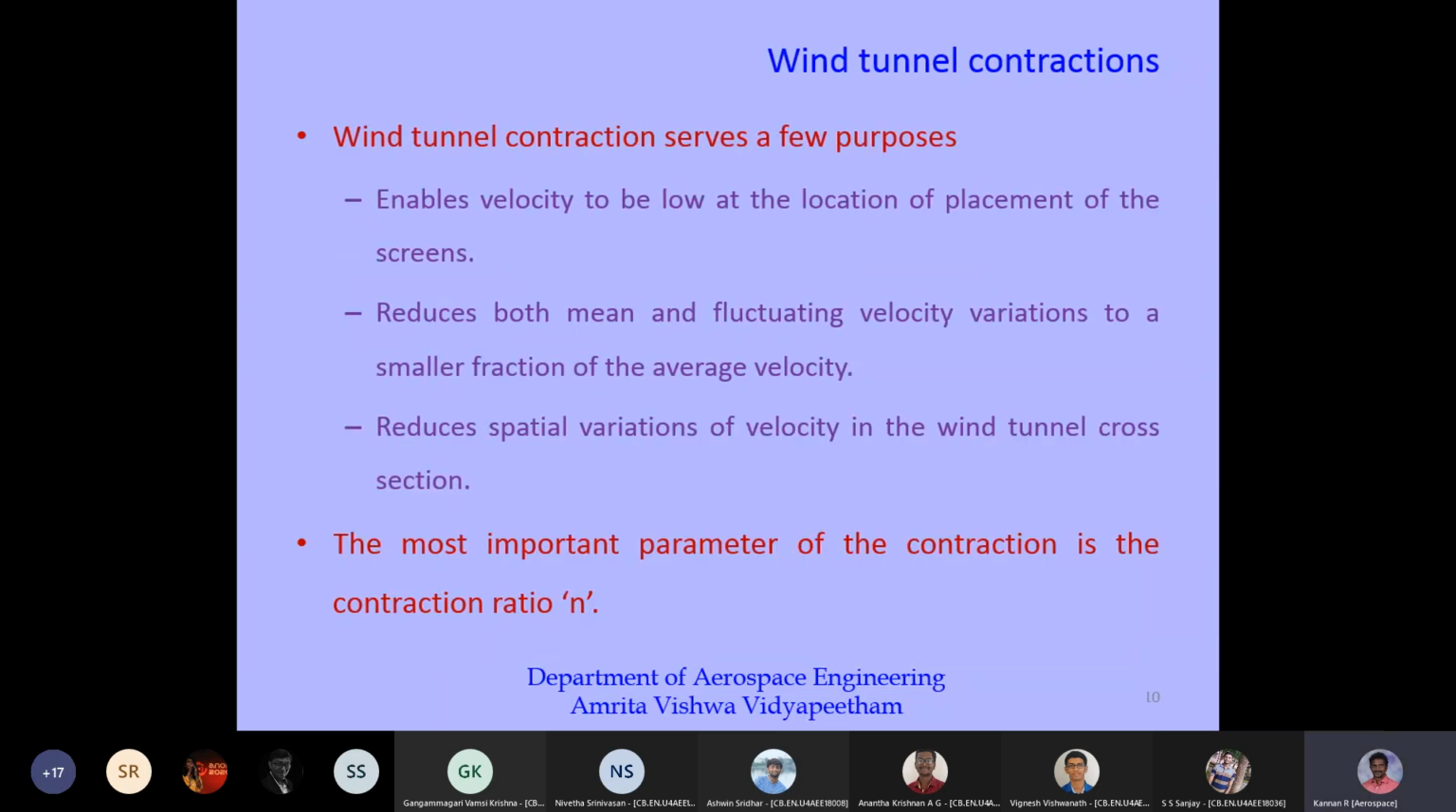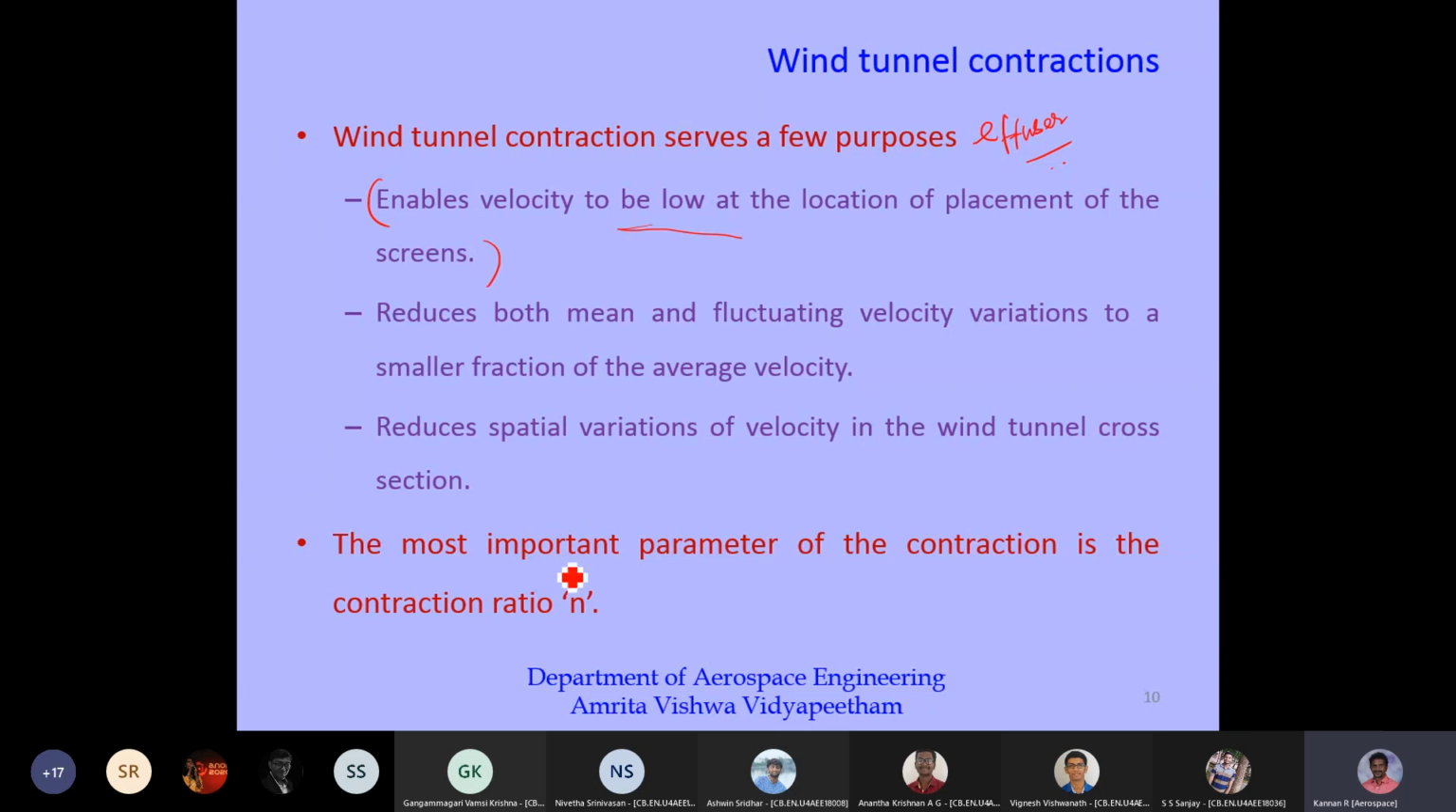And the wind tunnel contraction cone, what is the purpose of that? The wind tunnel contraction zone is going to be your diffuser here. So the diffuser basically, we have to consider that your wire mesh is going to be placed, as we have already seen, in the zone where you have a low velocity. You have to place your wire screen there. It reduces both mean and fluctuating velocity variation in a small fraction of the average velocity.